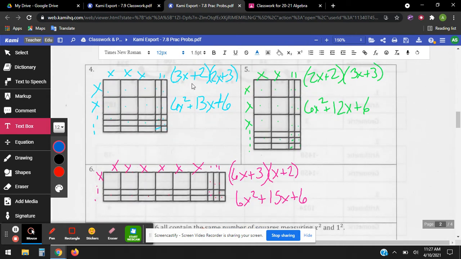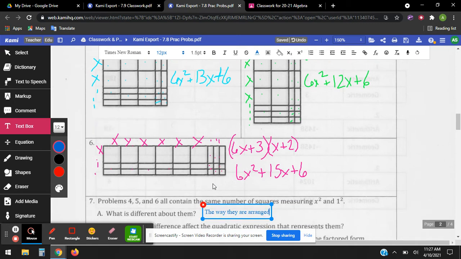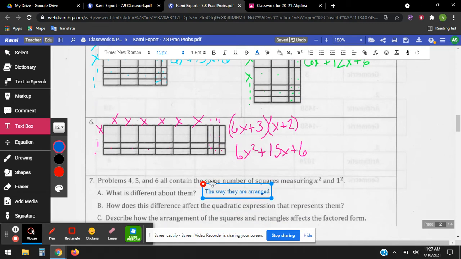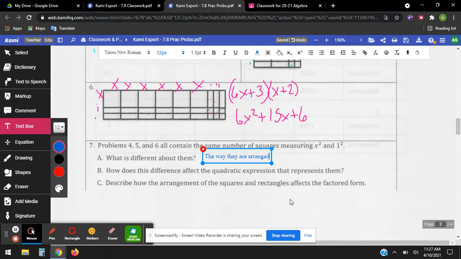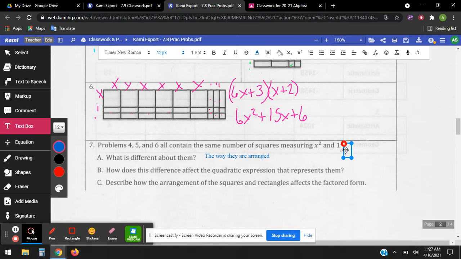Here I've got a 3 by 2. Here I have a 2 by 3. Here I have a 6 by 1. So my x squared boxes are arranged differently each time. How does the difference affect the quadratic expression that represents them? Well, the factored forms are different, right? Because we've got different sides multiplying.